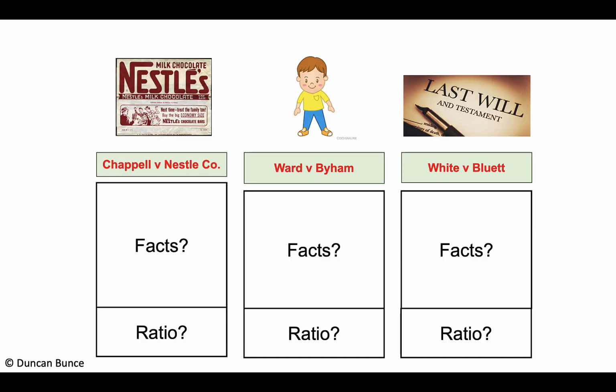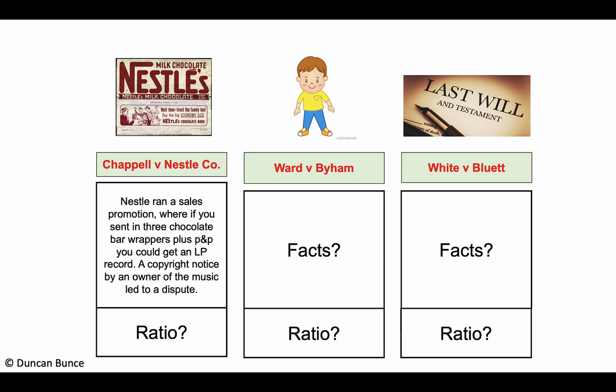So the key cases I'd like to highlight, there are many, but I've narrowed it down to these, is the Chappell and Nestle company case. And as you can see from the picture clues, this involved the chocolate company. Nestle ran a sales promotion where if you sent in 3 chocolate bar wrappers, along with, I think, covering postage and packaging, you could actually purchase a special promotional LP. I think it was a vinyl recording.